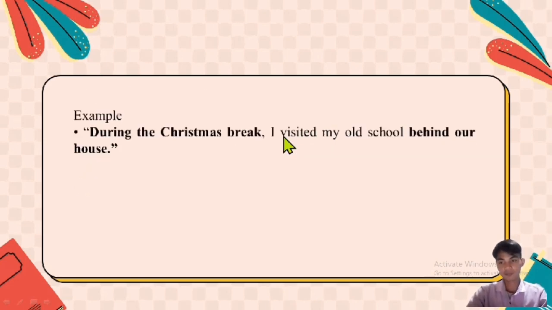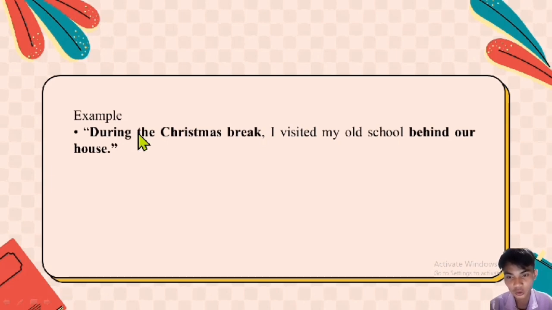Let's see an example here. During the Christmas break, I visited my old school behind our house. In this example, there are two prepositional phrases in the sentence. The first, during the Christmas break, is an adverbial prepositional phrase. We know this because it comes at the very beginning of the sentence, and it describes the verb visited, answering the question when.